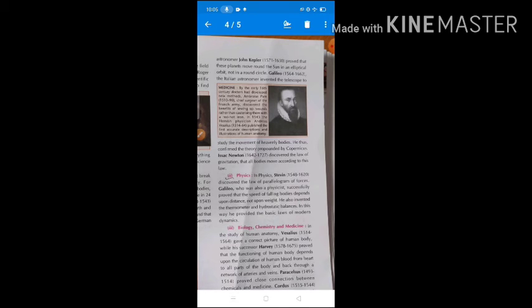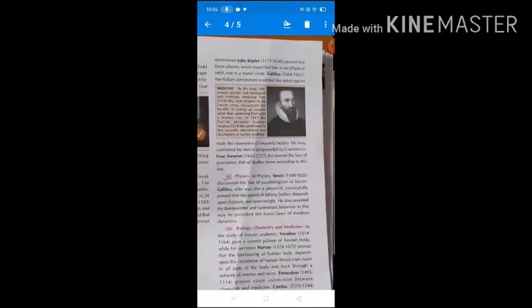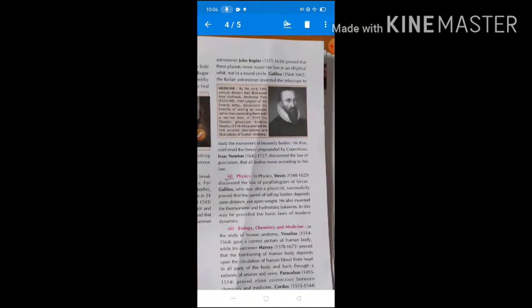Isaac Newton discovered the law of gravitation. Yes, Isaac Newton, I hope that you are all familiar with the name of Isaac Newton. Isaac Newton also proved after the Renaissance the law of gravitation, that all bodies move according to this law. So dear students, these are all the changes after the Renaissance in the field of science, and they gave a broad and important impact in the field of science.